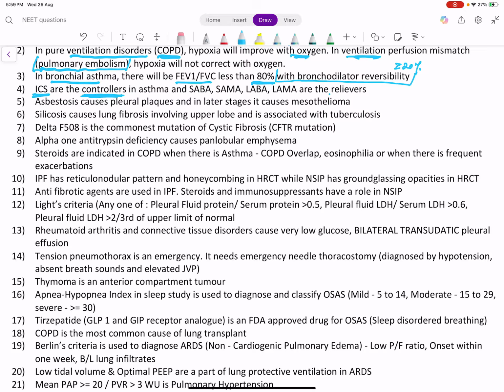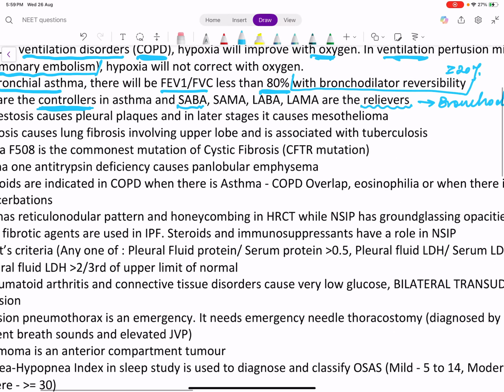Whereas we have another group of drugs called relievers. They only cause bronchodilation, but they don't change the inflammatory pathology. So they are short-acting beta agonists, for example salbutamol or levosalbutamol, short-acting muscarinic antagonist, that is ipratropium, long-acting beta agonists, that is formoterol, indacaterol, etc. And we have long-acting muscarinic antagonists, they are tiotropium.